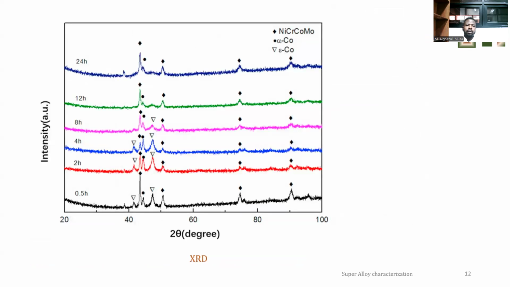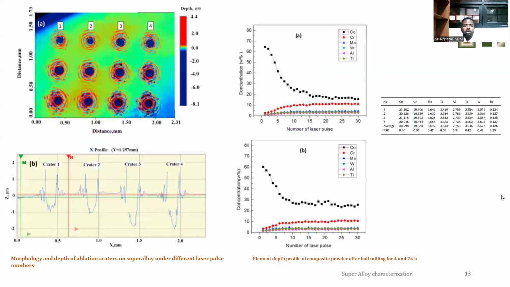So also XRD has been collected. So we are seeing here among different XRD spectra, until 25 hours, there is integration of alpha cobalt and eta cobalt in the main superalloy. So it's giving us a clear evidence about the effectiveness of the mechanical mixing among different times for grinding. And after that is the stage for the laser induced breakdown spectroscopy.